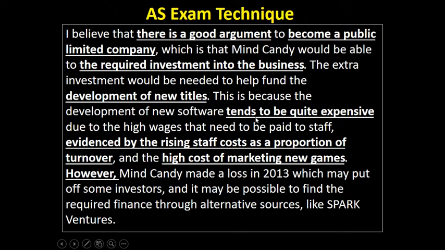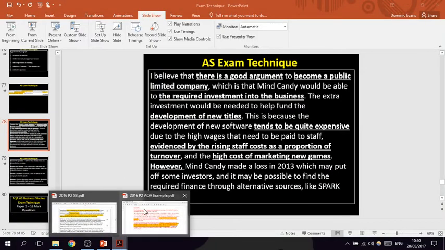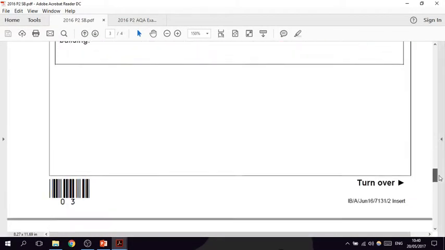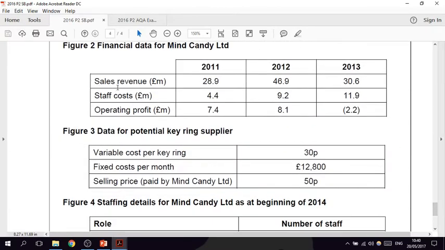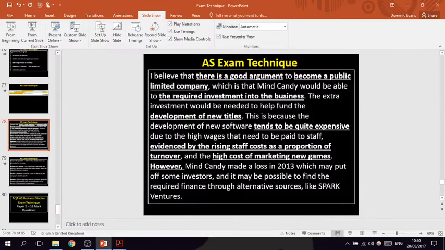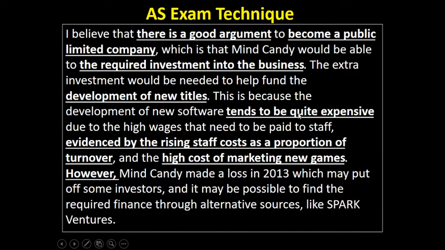This is because the development of new software tends to be quite expensive due to the high wages that need to be paid to staff, evidenced by the rising staff costs as a proportion of turnover. This comes from me doing some calculations using the information in the case study. Okay, they've given me sales revenue, they've given me staff costs. I know immediately, because I know my formulas, that I can calculate staff costs as a percentage of turnover. And that's actually risen in recent years. So I'm using that to back up my argument, evidenced by the rising staff costs as a proportion of turnover and the high cost of marketing new games.